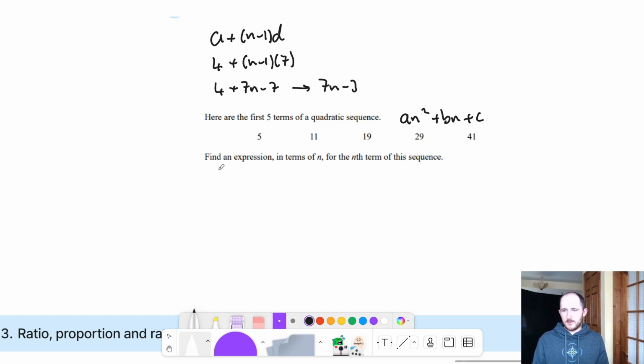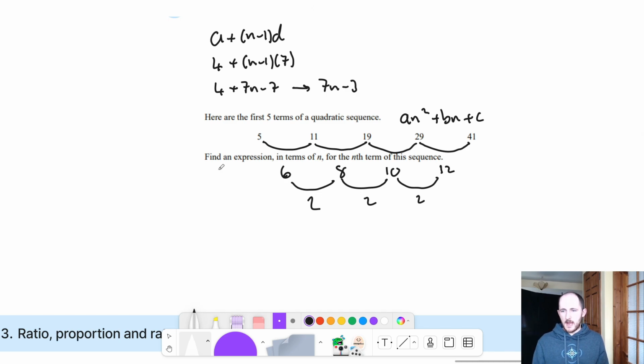First of all, let's do the difference of these things here. That's 6. That's 8. That's 10. That's 12. Yeah? There's no common difference, so you do the difference of the difference. Yeah? This 2 is double what A is. So A is just equal to half of the common difference. Always. Okay? So now what we have is n squared plus bn plus c. And I just need to work out what B and C are.